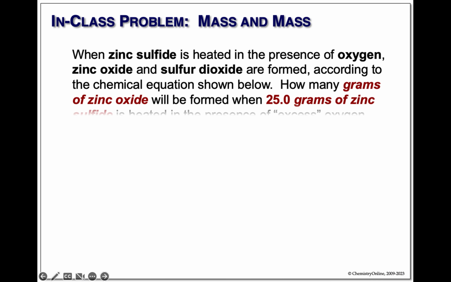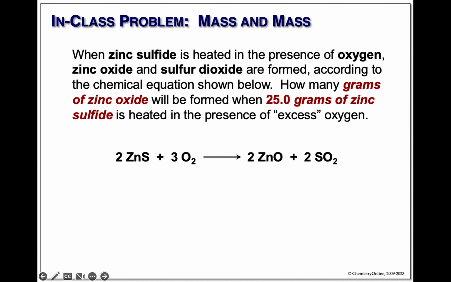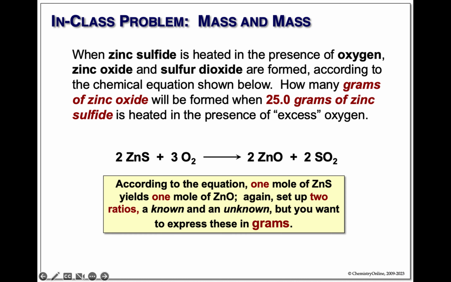Zinc sulfide in the presence of oxygen, warm it up, can give zinc oxide and sulfur dioxide. How many grams of zinc oxide will be formed when we have 25 grams of zinc sulfide? So everything here is in terms of mass. All right, 1 mole of zinc sulfide yields 1 mole of zinc oxide. We can set that up as a simple ratio, can't we?